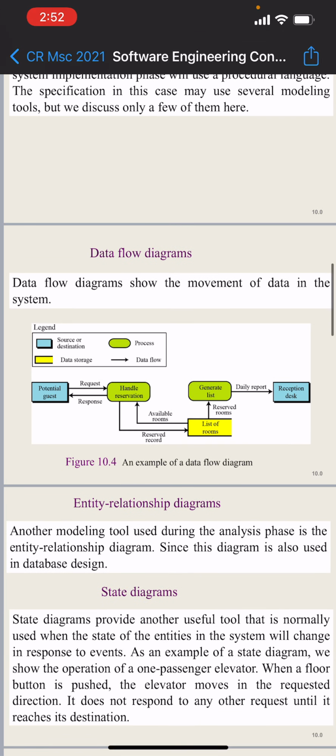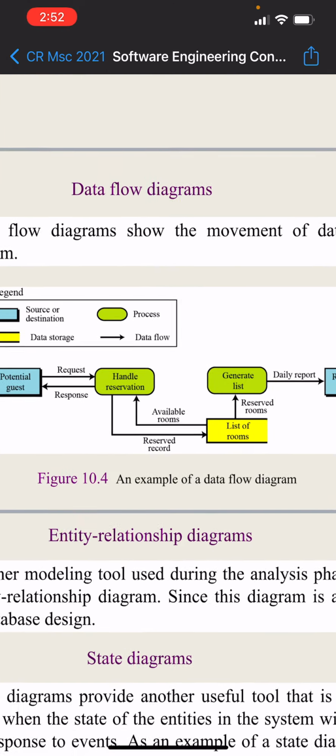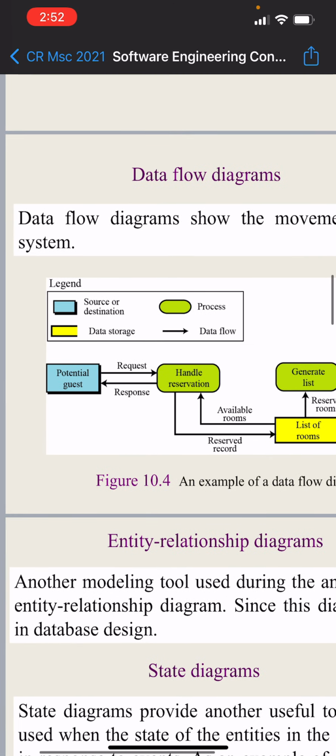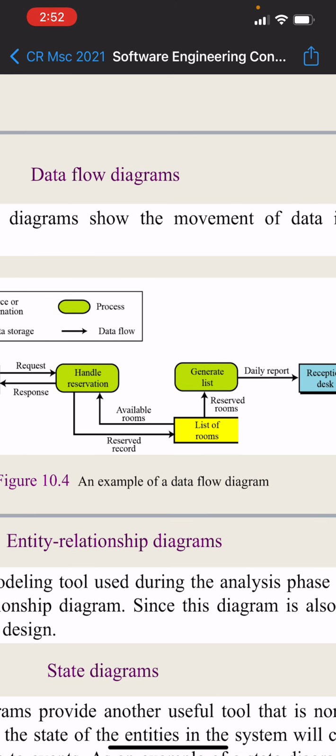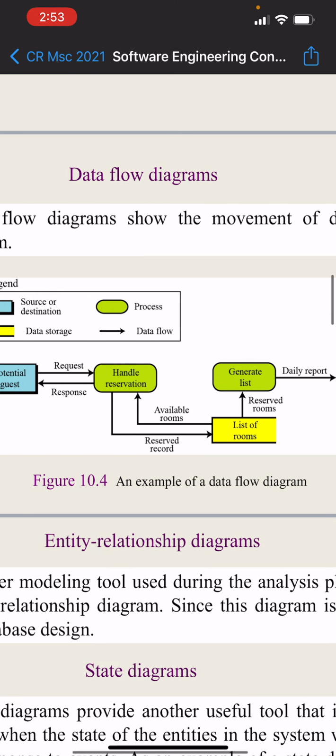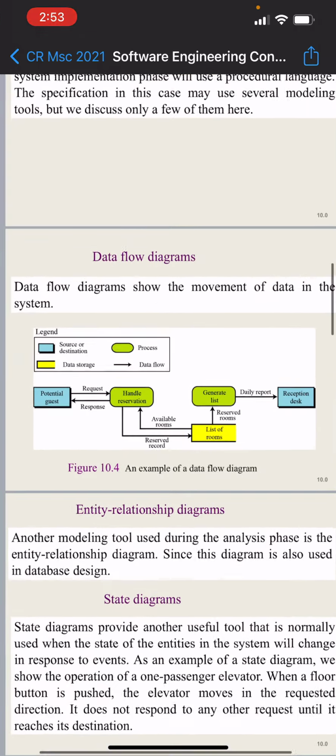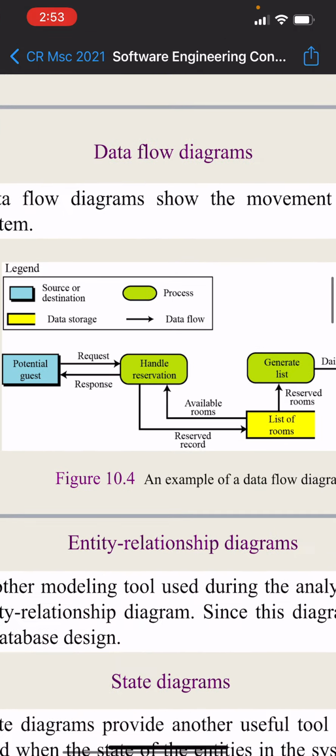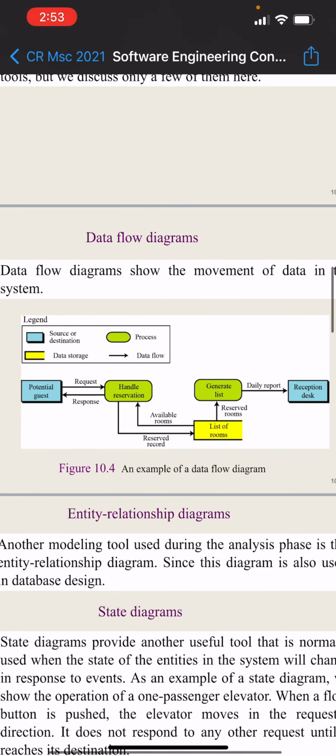First we discuss the data flow diagram, which shows the movement of data in the system, that is, how the data will flow in the system. I explained in the last lecture the example of a hotel reservation system, and how the data flows. So I've explained that in the last lecture.